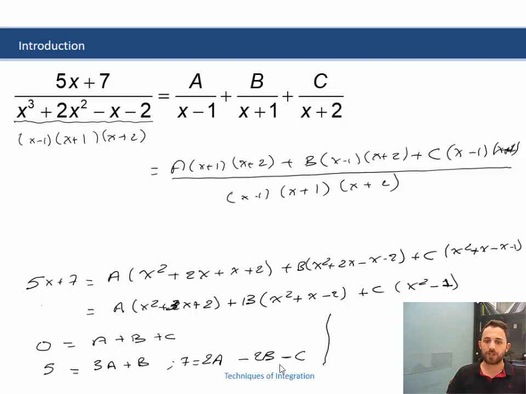So we get three equations and three unknowns, and using the method of elimination or Gaussian elimination, a calculator or a computer, you can compute the constants A, B, and C to be A equals 2, B equals minus 1, and C equals minus 1.